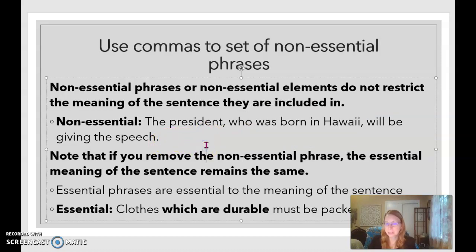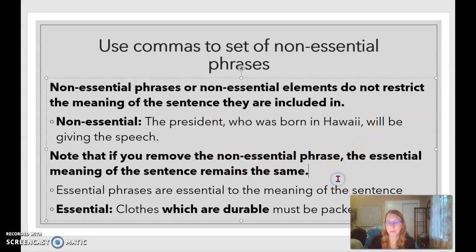Now, according to context, and we're assuming the context doesn't make the president being born in Hawaii relevant, if we have a sentence that can stand on its own without the non-essential phrase here, which we do, because if we take this away and just say the president will be giving the speech, that is an independent clause that makes sense. It can stand on its own. So this information is considered non-essential, but if it's something we're including anyway, we're separating it with commas.